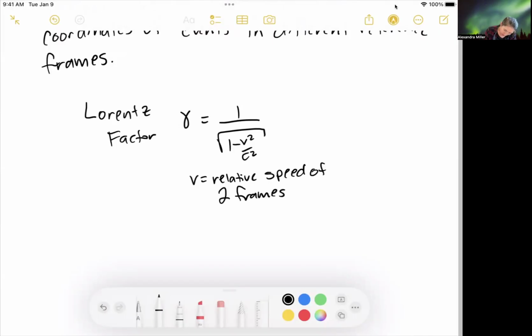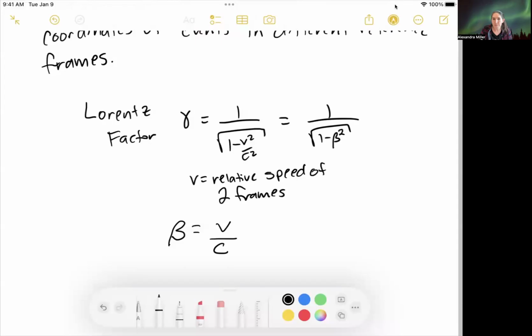We often also write these things in terms of beta, which is just that relative speed v divided by the speed of light. Now, if you're working in units where the speed of light is 1, then v and beta are really the same thing. But beta comes up a lot. Beta is just the relative speed of the reference frames. So we can write our Lorentz factor also as 1 divided by the square root of 1 minus beta squared. It's just convention, just defining things here.